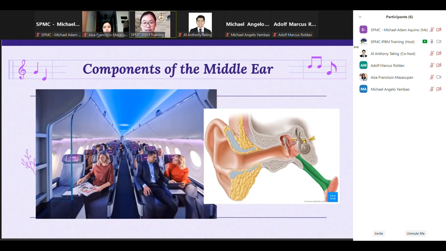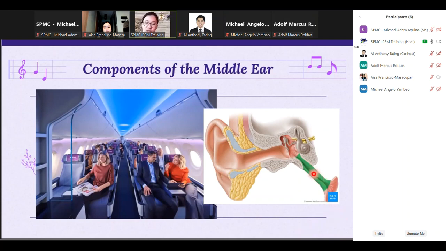So when you are ascending in an airplane or a car, paakyat yung car sa mountain, the pressure of the surrounding air decreases. So there is less pressure here, compared to the pressure inside your middle ear. The result is that the tympanic membrane bulges outside. If we notice, whenever this happens, masakit siya sa tenga. So this can be alleviated by doing equalization.